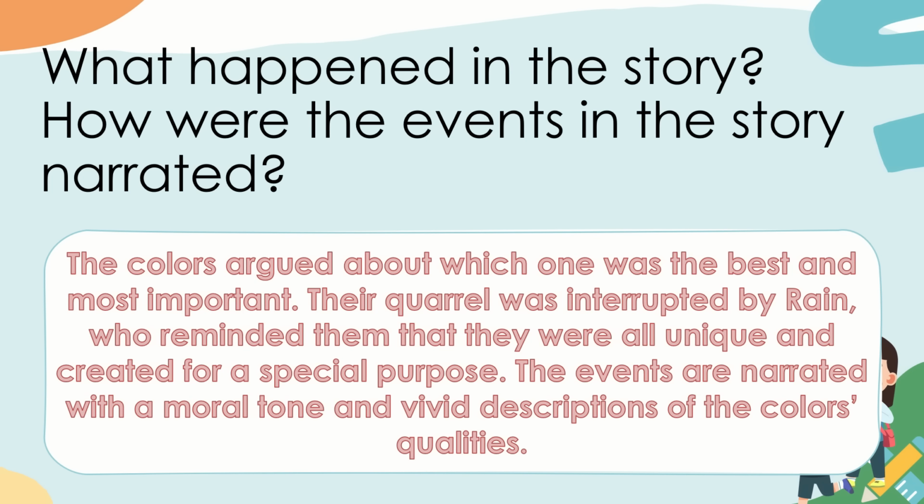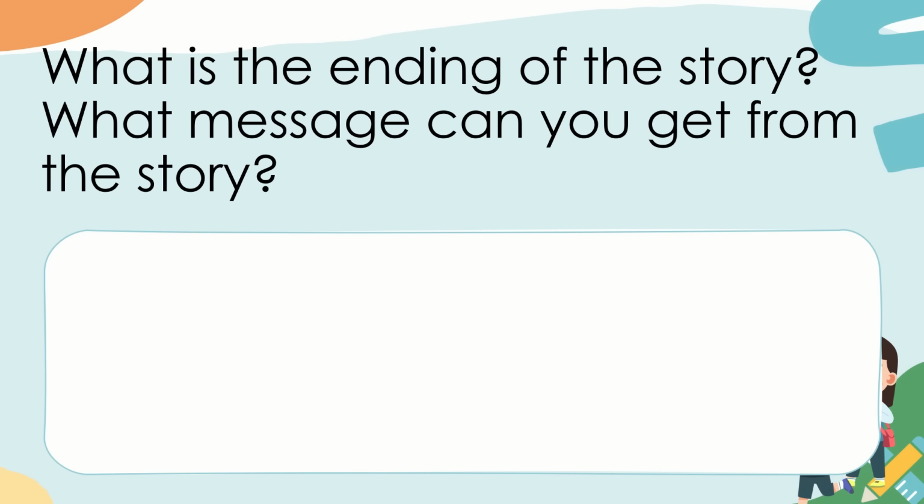The colors argued about which one was the best and most important. Their quarrel was interrupted by Rain, who reminded them that they were all unique and created for a special purpose. The events are narrated with a moral tone and vivid descriptions of the colors' qualities. What is the ending of the story? What message can you get from the story?